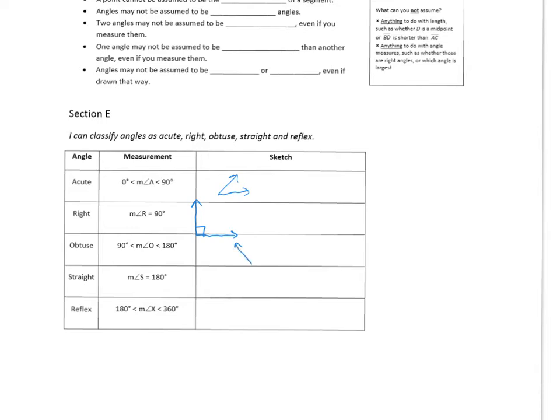Obtuse angles are between 90 and 180, right? They're pretty big. And then straight angles are straight lines. If I put a point here, this is a straight angle. It measures 180 degrees. A reflex angle is an angle that measures between 180 and 360. The way to see a reflex angle, we've got the usual acute angle. Well, my reflex angle would be this angle here, between 180 and 360.